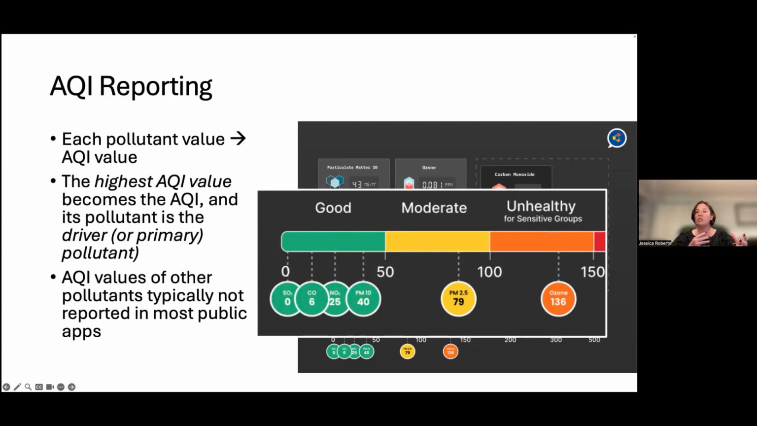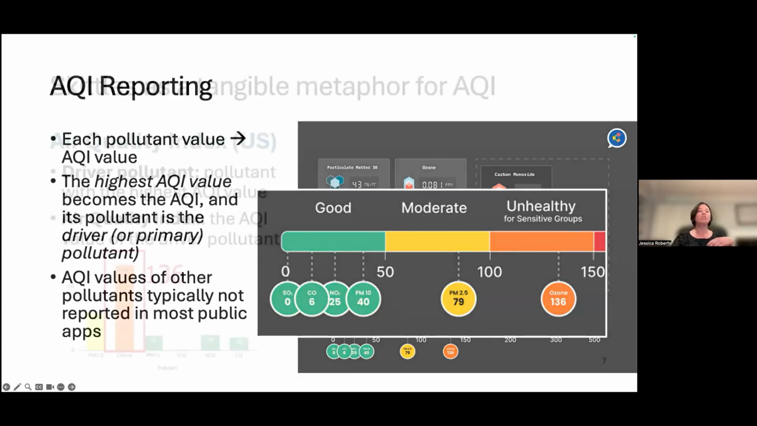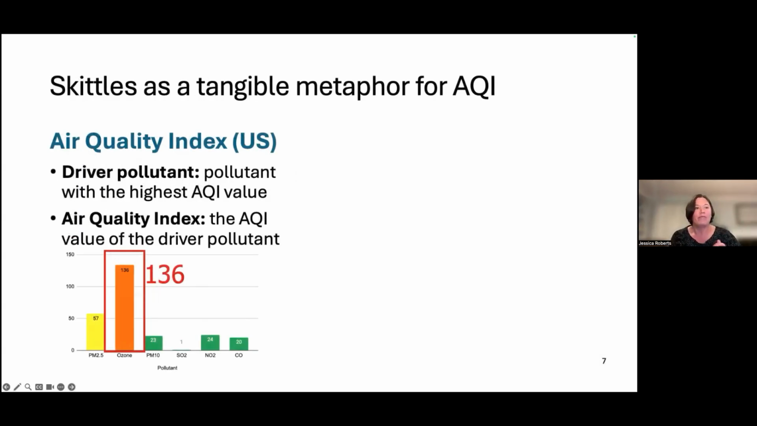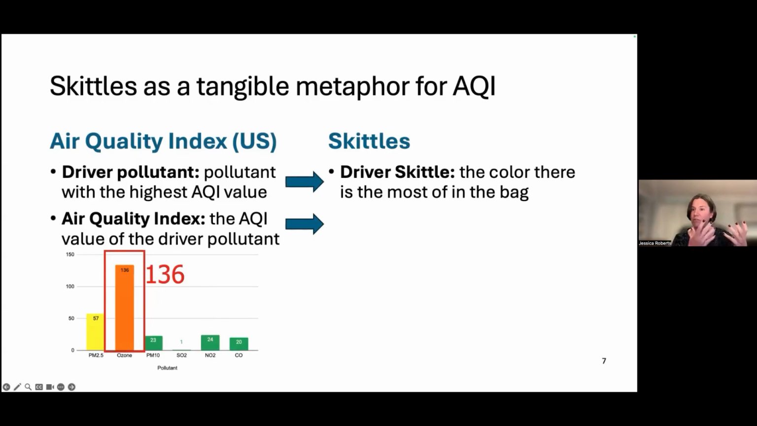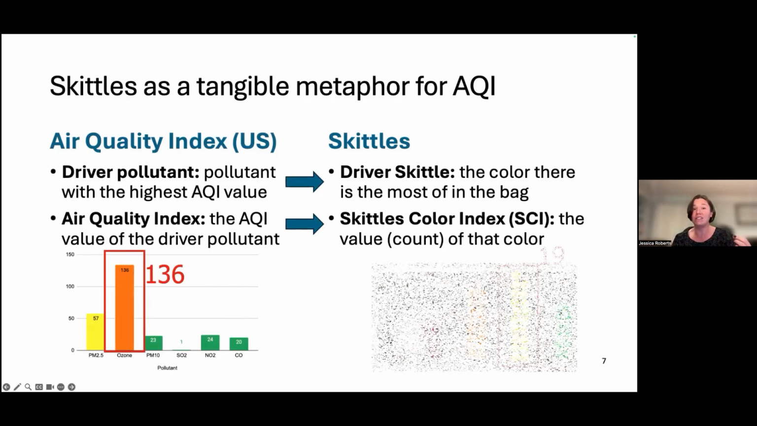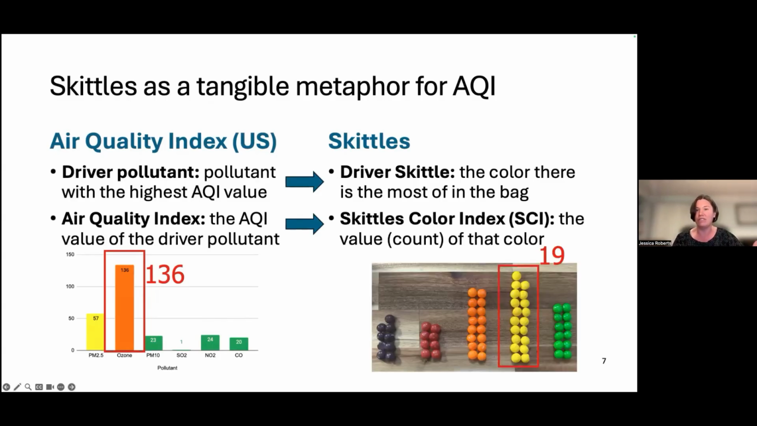So we're trying to figure out, how do we convey that, and how do we teach these kids what they're actually looking at, and what they're doing when we're talking about air quality data. So we used candy. We have this driver pollutant and the air quality index that I just talked about, and we use Skittles as a metaphor for figuring those out. So for the driver pollutant, we came up with the concept of a driver Skittle. We gave them a bag of Skittles, and the driver Skittle is the color that there are the most of in the bag, and the Skittles color index then is the count of that Skittle.